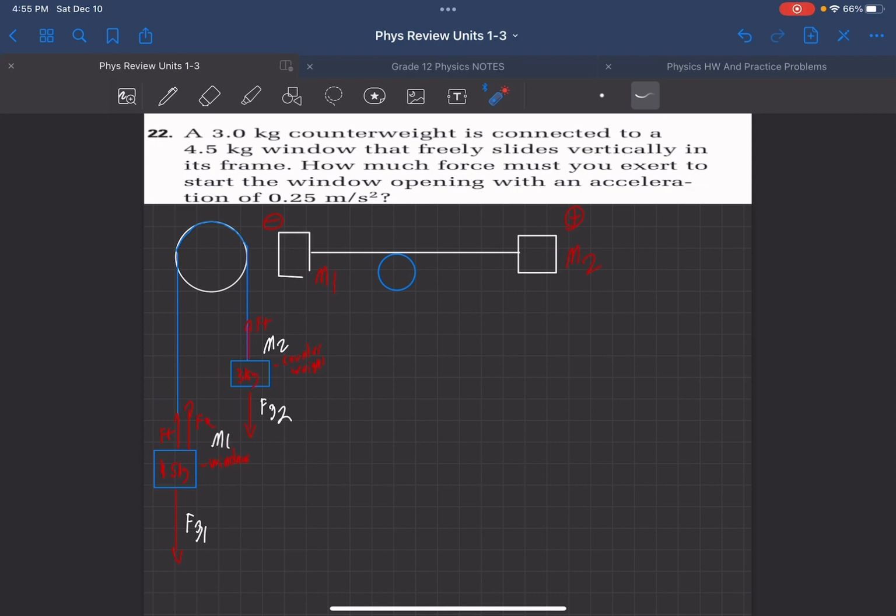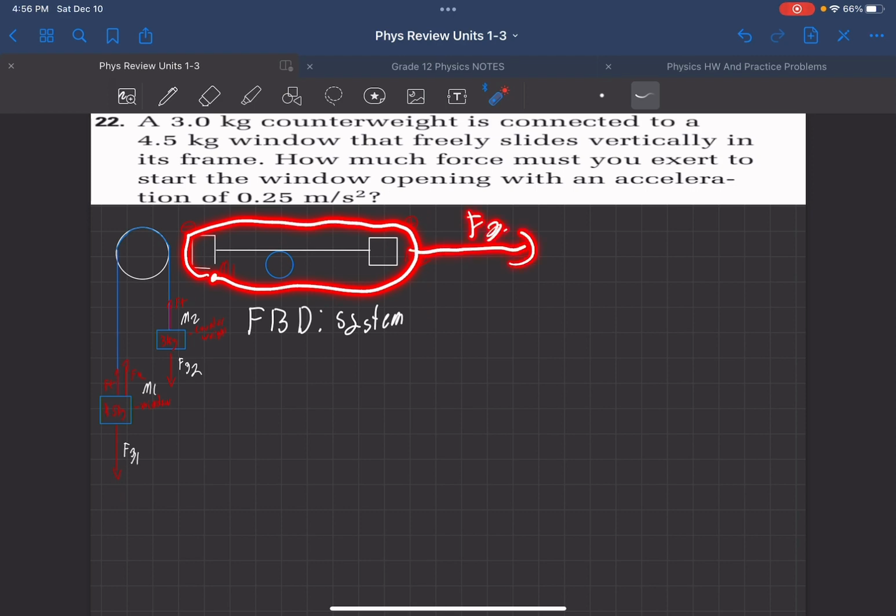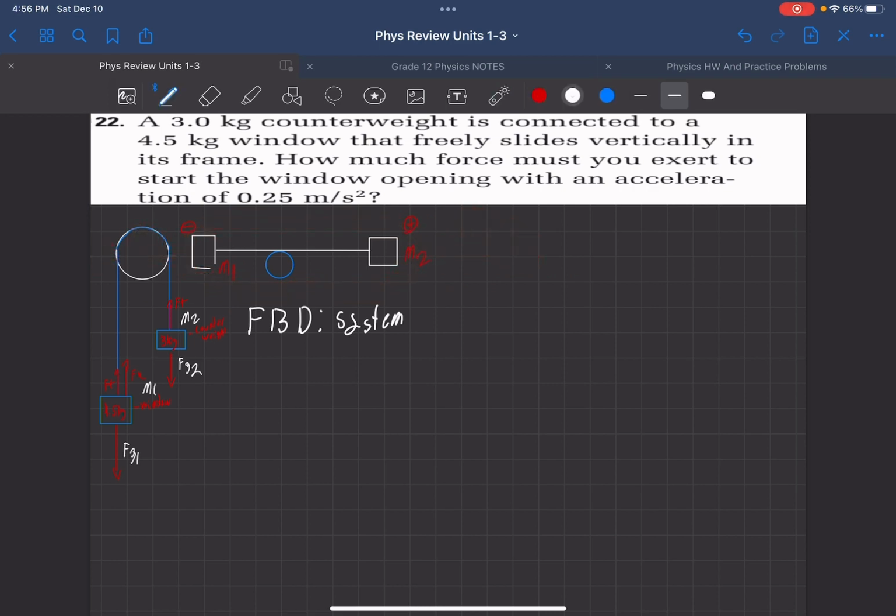Okay, so now that we have all of that out of the way, we can draw our free body diagrams. Let's draw a free body diagram for the system. Remember, the system considers these two as one. So what are the forces acting when these two are as one? Well, we only have two forces acting, right? We have Fg2 and Fg1, which is obviously larger, right? So a free body diagram for the system would look something like this, with Fg2 being the smaller vector and Fg1 being the larger vector.